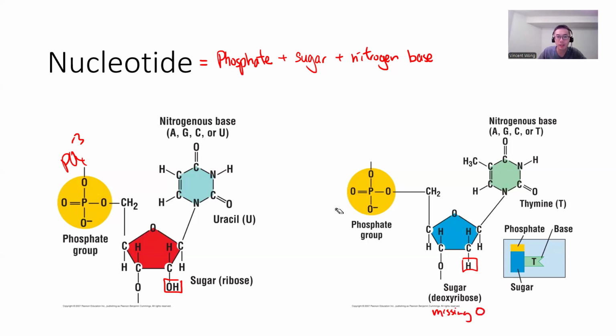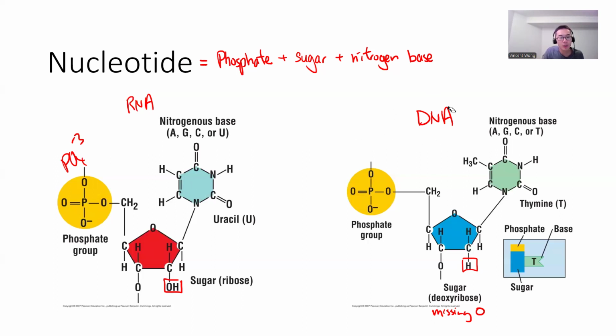So this would be a nucleotide for DNA, deoxyribose nucleic acid. Whereas this one here would be for RNA, ribonucleic acid. The sugar is going to be connected to a nitrogenous base, or you can say nitrogen base if it's easier. It's called a nitrogenous base because it contains nitrogen, right?